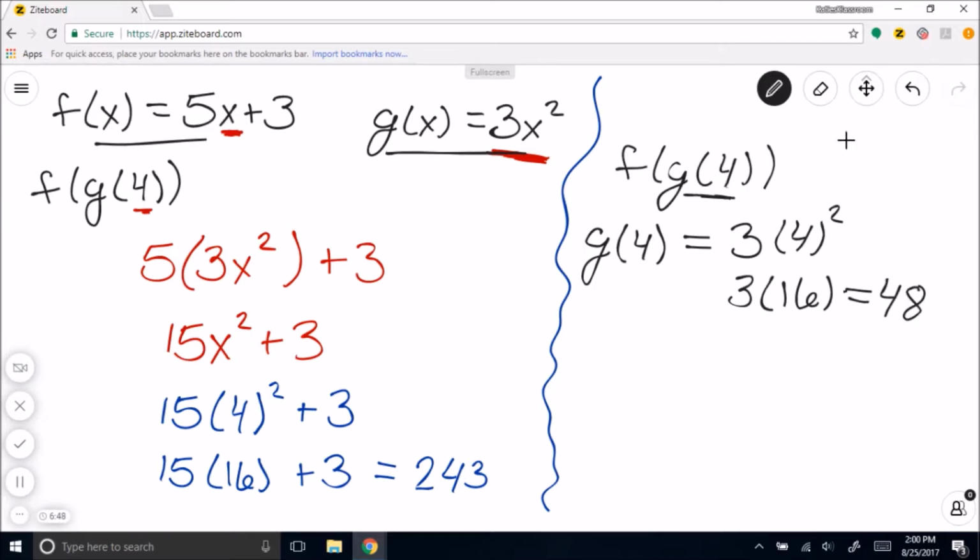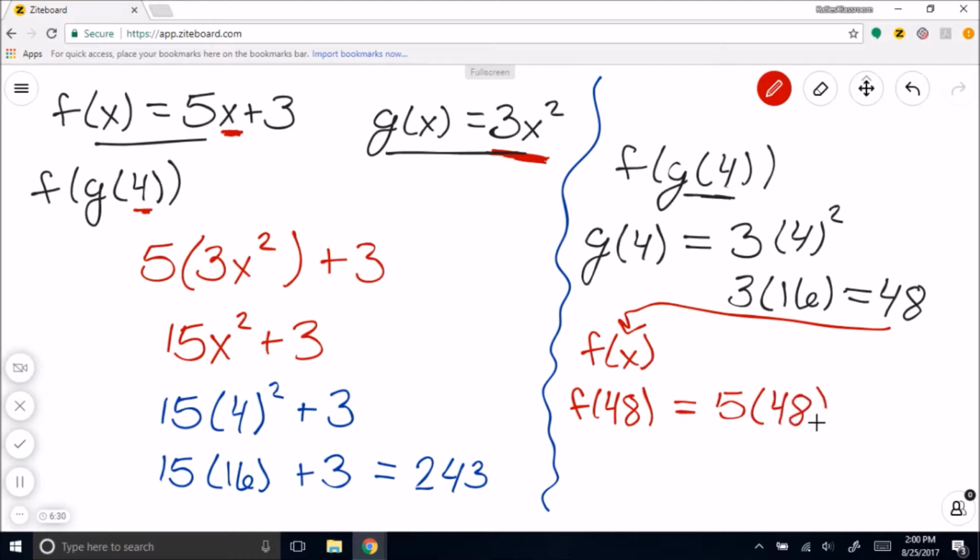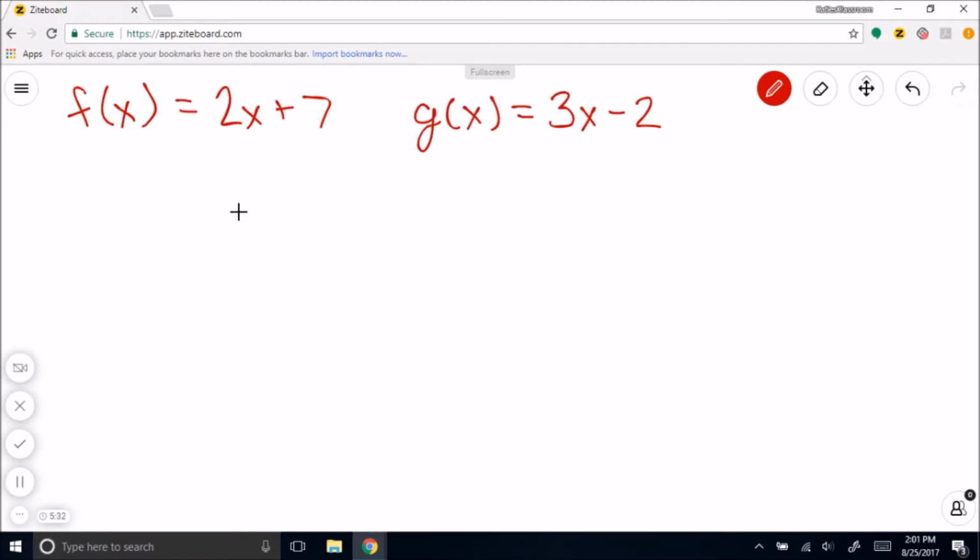So then you take this 48, and you're going to plug it into f of x. So we're finding f of 48. So 5 times 48 plus 3. So multiply 5 and 48, add 3, and you still get 243. So you can do this either way. I prefer the second option, so for the rest of the video, I'm only going to do my examples using the second option.